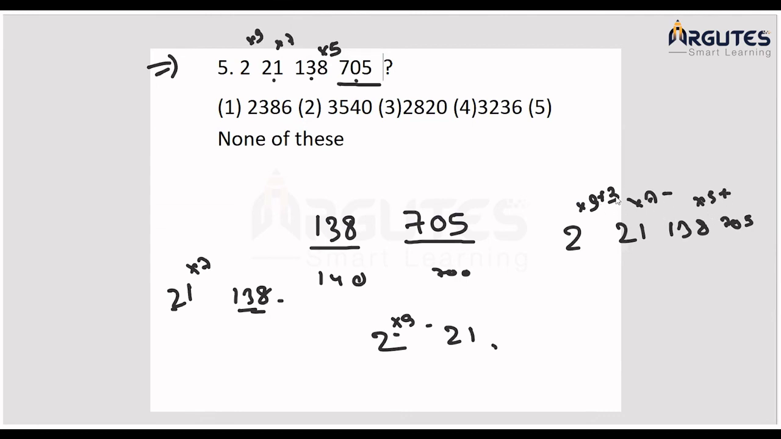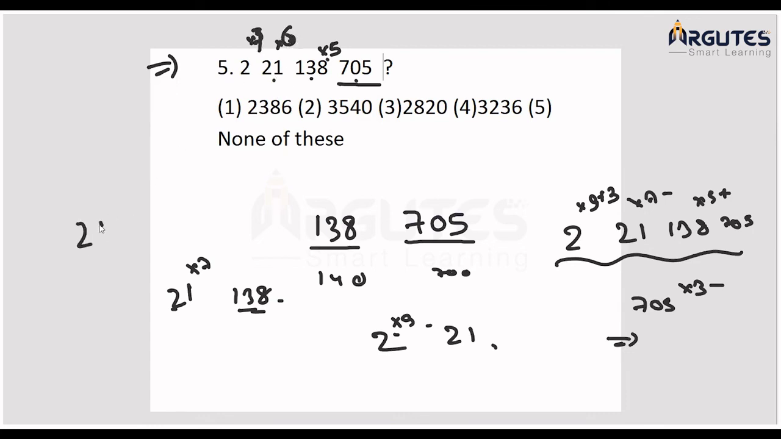So the rule is not getting clear. Then 705 into 3 minus something. Okay, the rule is not getting clear. So you came to know that there will be some different rule over here. So it is confirmed that it is 5 times of this. So now just move back and write it into 6 and into 7.